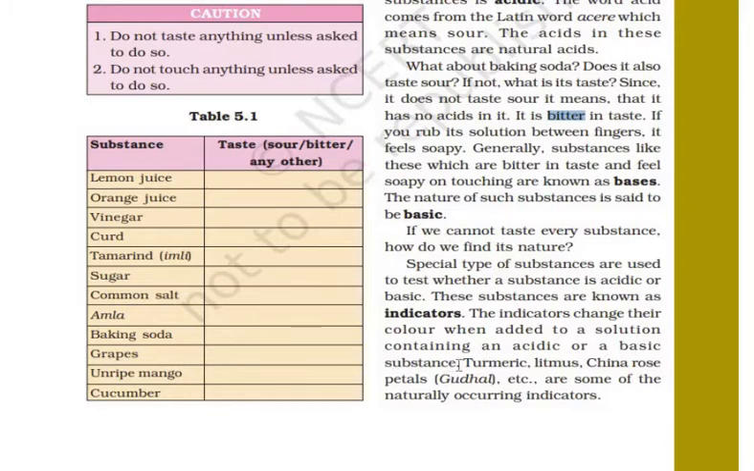The indicators change their color when added to a solution containing an acidic or a basic substance. So what is the function of an indicator? When indicators are brought to acidic substances, their color will change. Likewise, their color will change when brought to basic substances also. Turmeric, litmus, China rose petals, gulal, etc. are some of the naturally occurring indicators. So these are examples of some naturally occurring indicators.